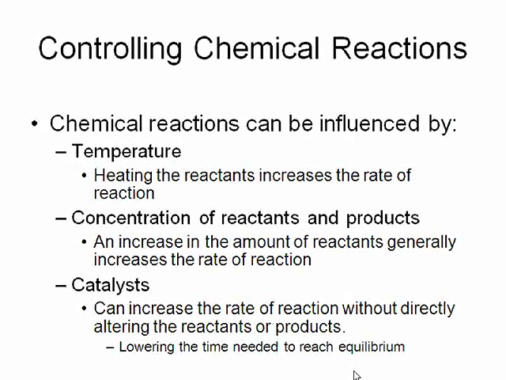How do we control chemical reactions? And when we say the word control, we're basically saying, are we going to speed them up or slow them down? That's about all the control you get on a chemical reaction. So these 3 things given here, temperature, concentration of reactants and products, and catalysts, are ways of either speeding up or slowing down a chemical reaction.